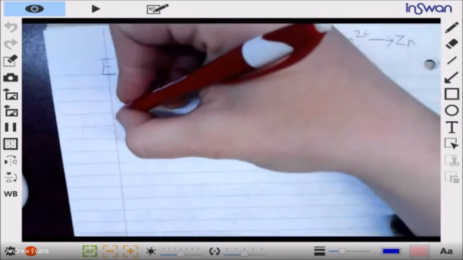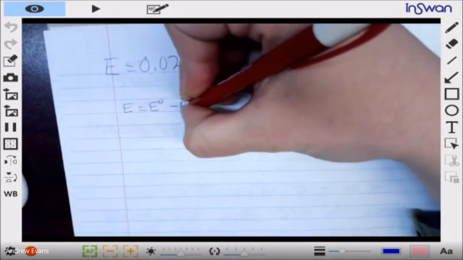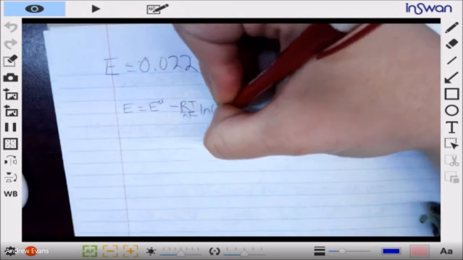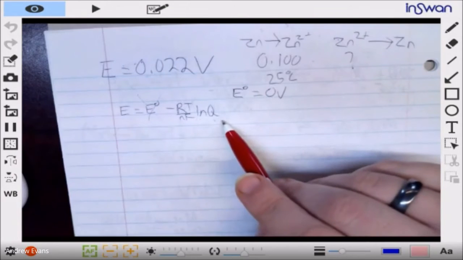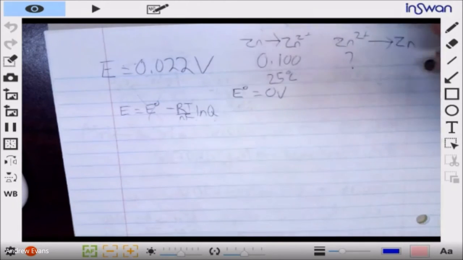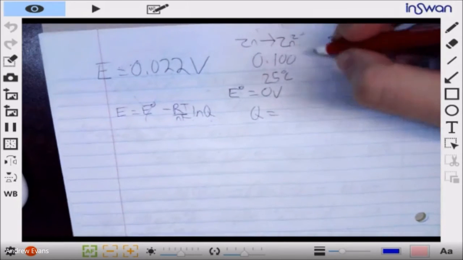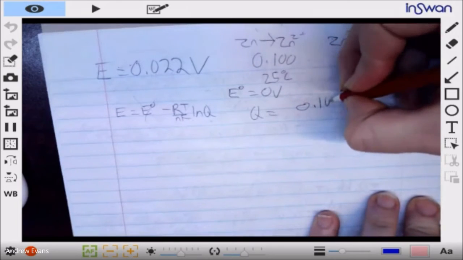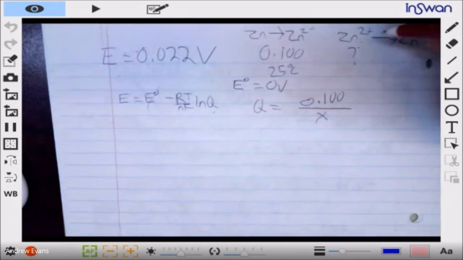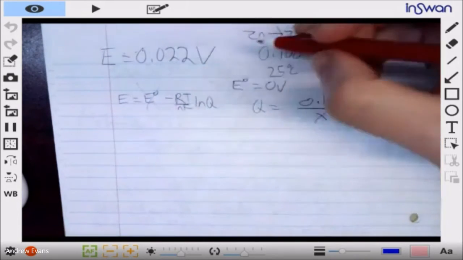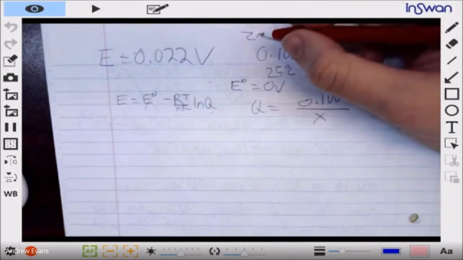So the whole equation, E equals E naught minus RT over NF ln Q. Well, this whole part goes to 0, so the voltage is only controlled by the concentration. This is a concentration cell. So our Q is going to be products 0.1 over reactants, which is our X, our unknown value. We know R, we know T, we know F. What is our N? Our N is we go from 0 to 2.